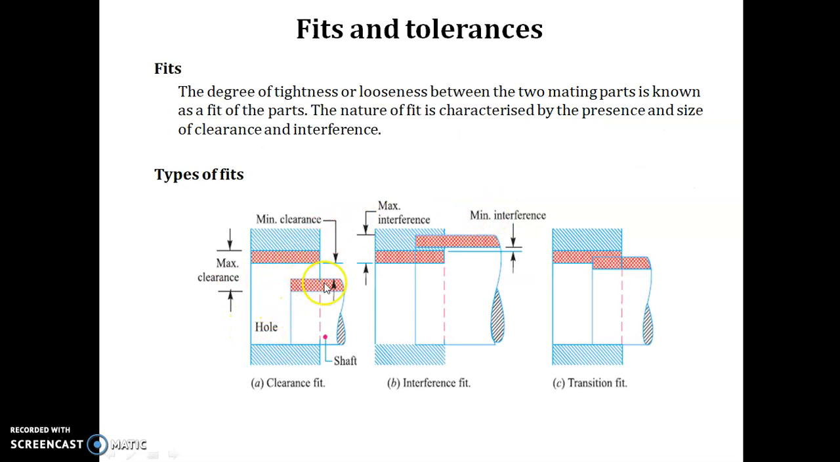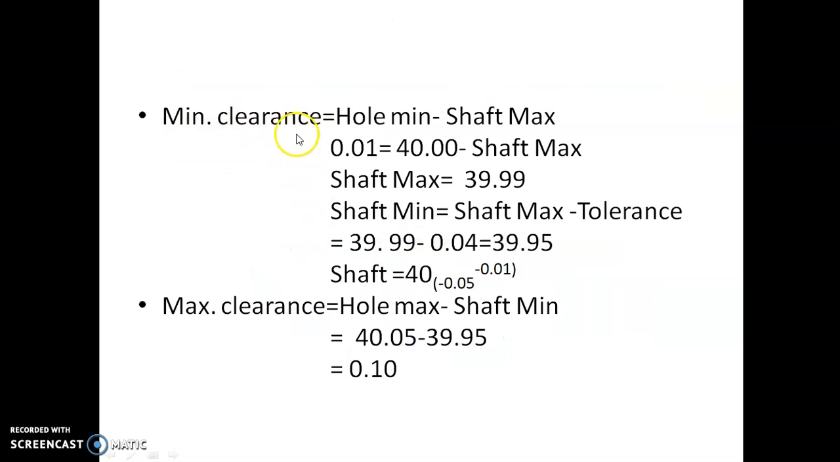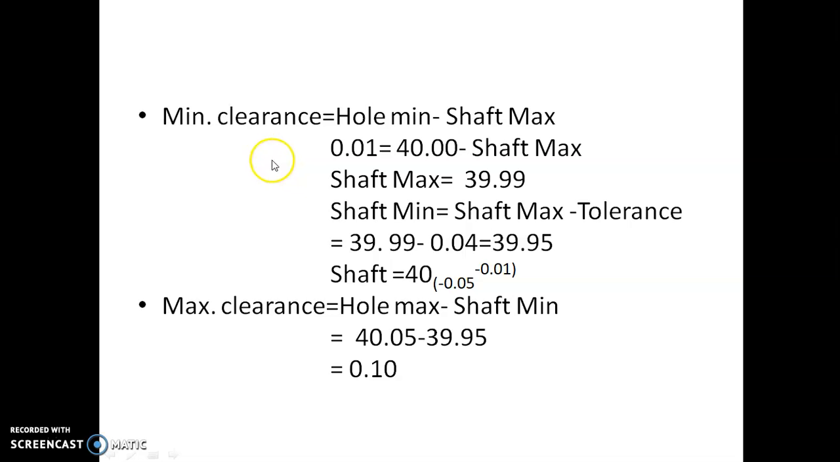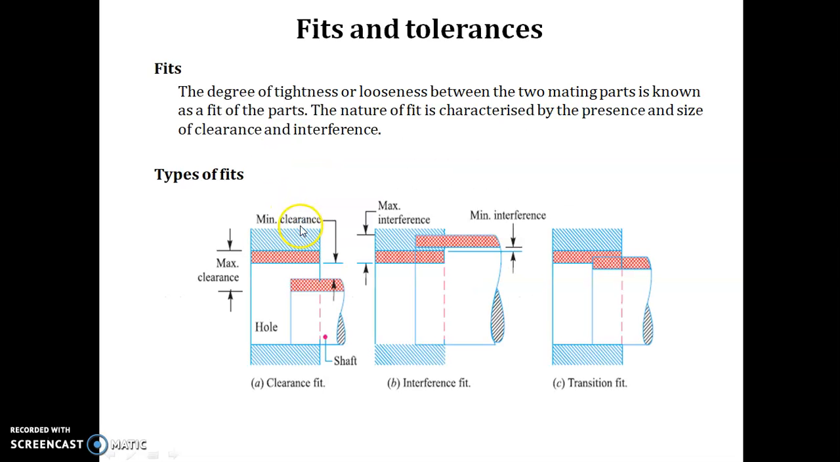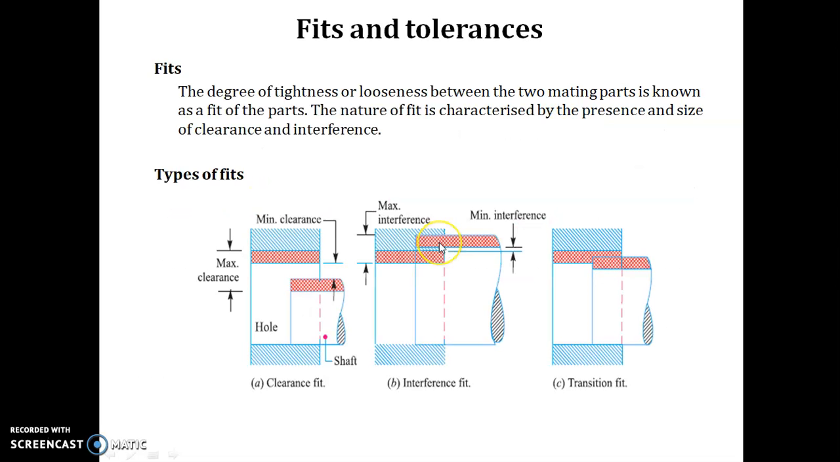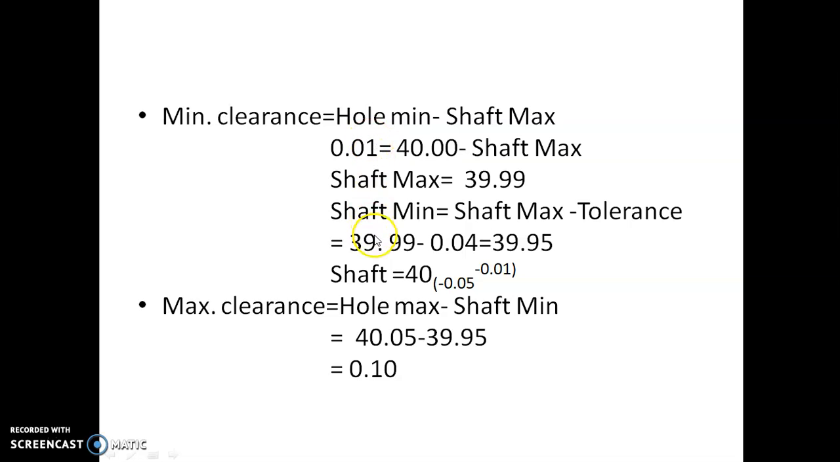What is minimum clearance? Minimum clearance is the difference between the shaft maximum and hole minimum. Hole minimum minus shaft maximum, this is hole minimum and this is shaft maximum. Minimum clearance is given in the problem as 0.01 mm. So minimum clearance is 0.01 mm.